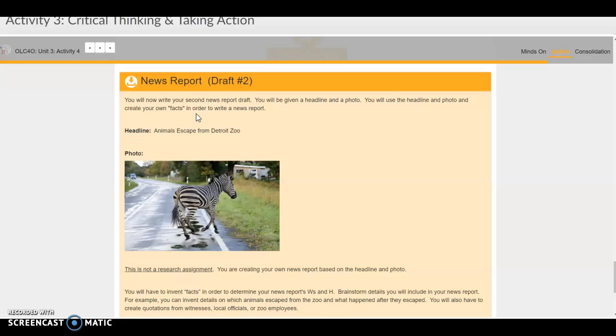And I put facts in quotations because unlike a real news report that would be published in a newspaper, where the journalist would have to use true, authentic facts that they had researched and that they had gathered, you're allowed to make up your own facts, so to speak, here when you create your article. And so I've given you a headline, "Animals Escape from Detroit Zoo," and I've given you a photo, and you're going to turn that into a news report.